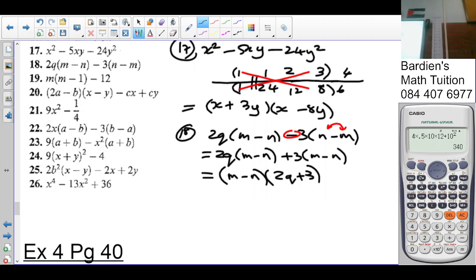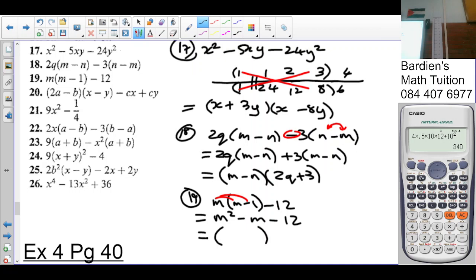Okay. Let's look at number 19. m into m minus 1 minus 12. What's going to happen here? She says get rid of the brackets. Put that there, yes. Now what? m squared minus m minus 12. Now what? Trinomial. Well done. Well spotted. Nice. So from out of the rough, she shines, no? Nice.